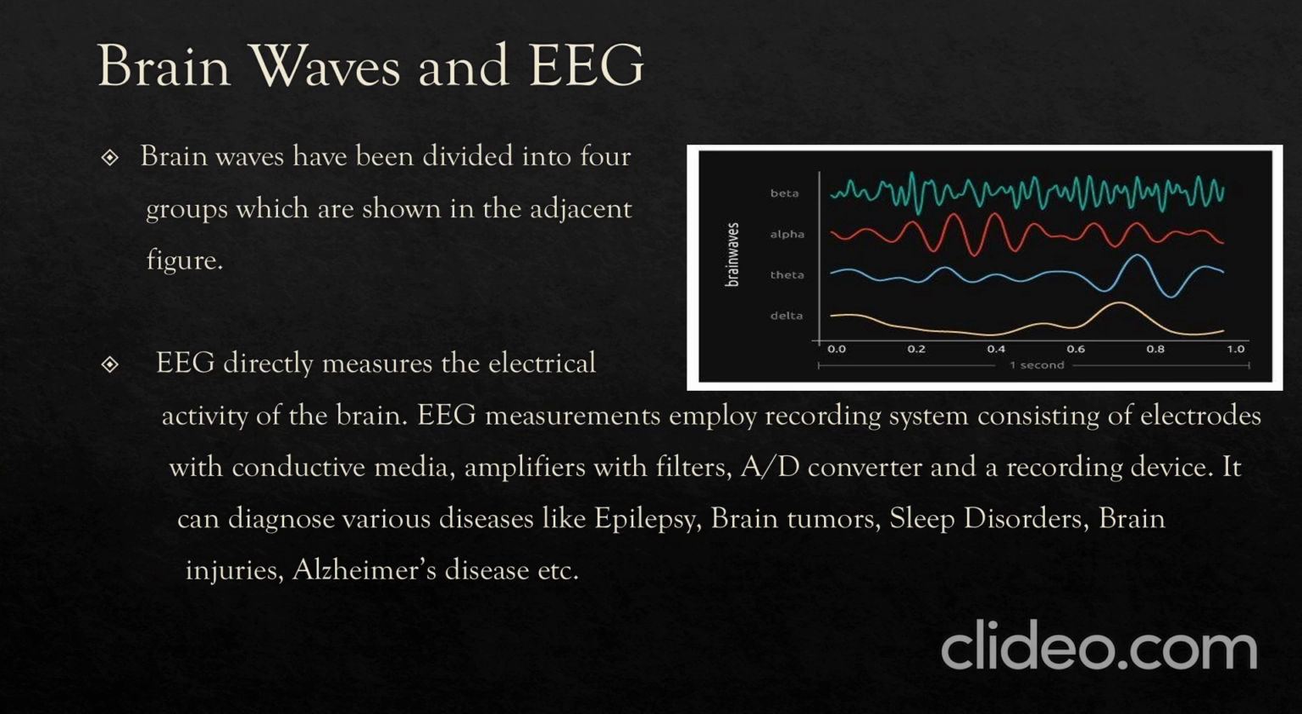Brain waves have been divided into four groups, which are shown in the adjacent figure, namely delta, theta, alpha, and beta waves, which are in the ascending order of frequencies. EEG, which is electroencephalogram, directly measures the electrical activity of the brain. EEG measurements employ a recording system consisting of electrodes with conductor media, amplifiers with filters, an AD converter, and a recording device. It can diagnose various diseases like epilepsy, brain tumors, sleep disorders, brain injuries, Alzheimer's disease, etc.